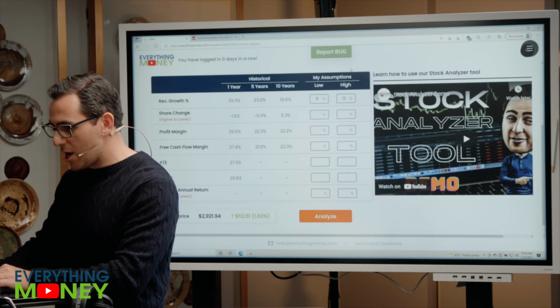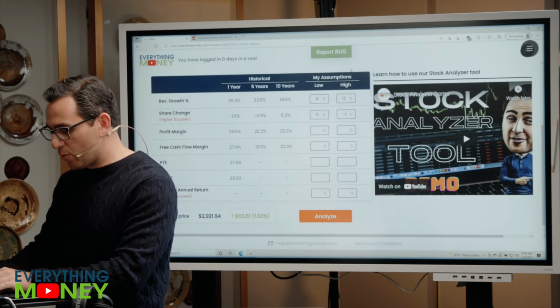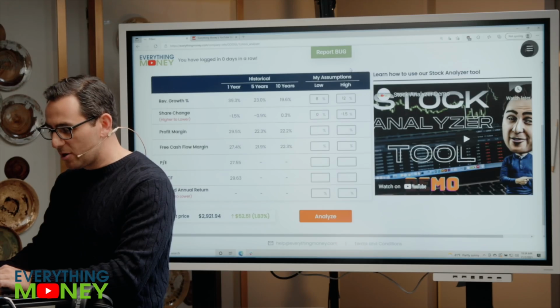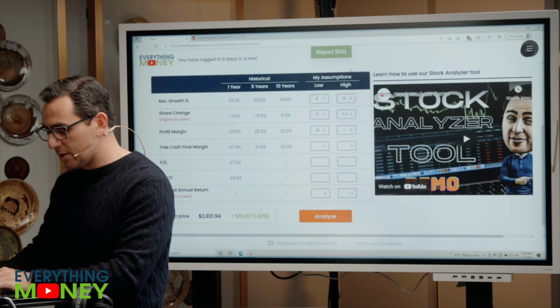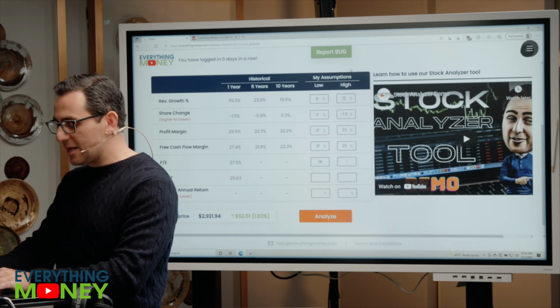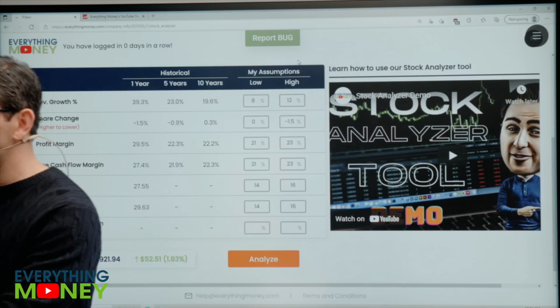Correct. So, okay, keep going. Share change. We'll keep it the same and buy back 1.5%. Profit margin, we'll go 21 and 23. Free cash flow margin, we'll do 21 and 23. PE. Guys, for big companies, I like to do 14 and 16.